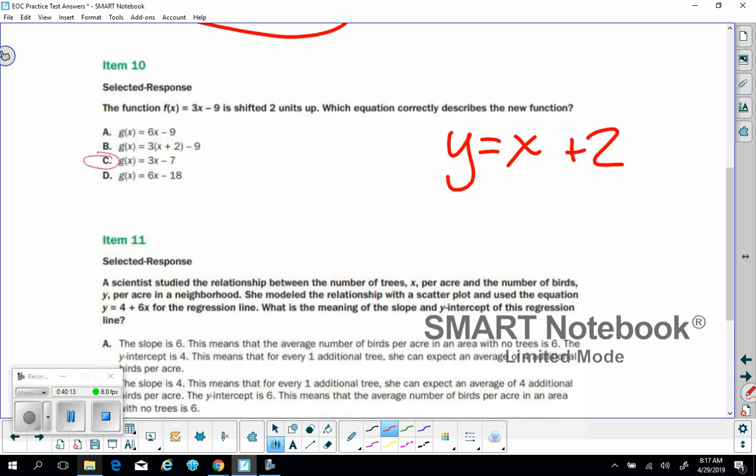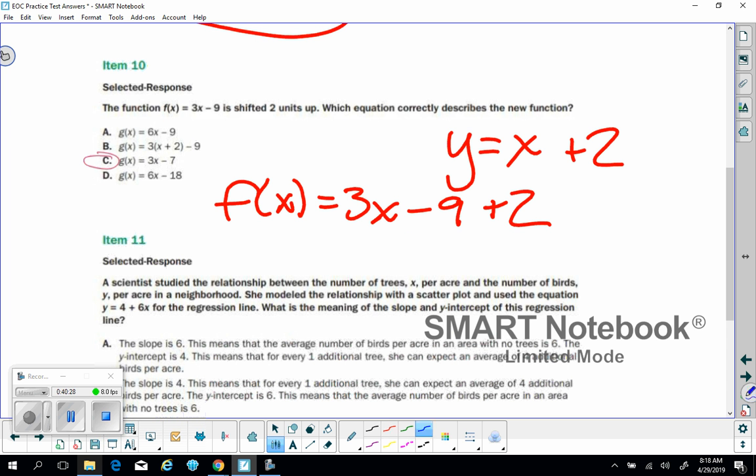So if I want to shift this equation up 2, I have f of x equals 3x minus 9, and then I shift it up 2. What if I combined like terms? What's negative 9 plus 2? Negative 7. So we have 3x minus 7. Does that make sense to everyone? Any questions about how I got that answer?